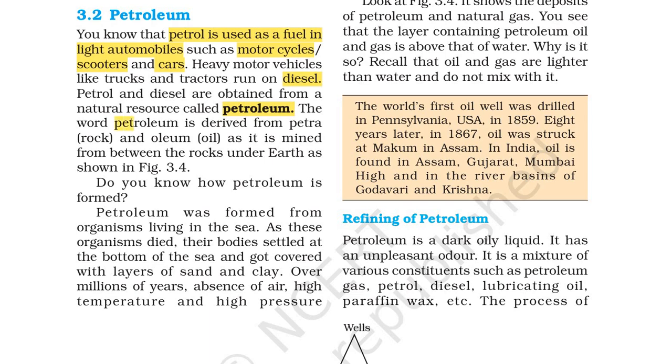And petroleum, remember, is derived from the word petra, that is rock, and oleum basically means oil, as it is mined from between the rocks under earth. हमें कहाँ से मिलता है पेट्रोलियम? We get to have it from the rocks, that too under the earth.